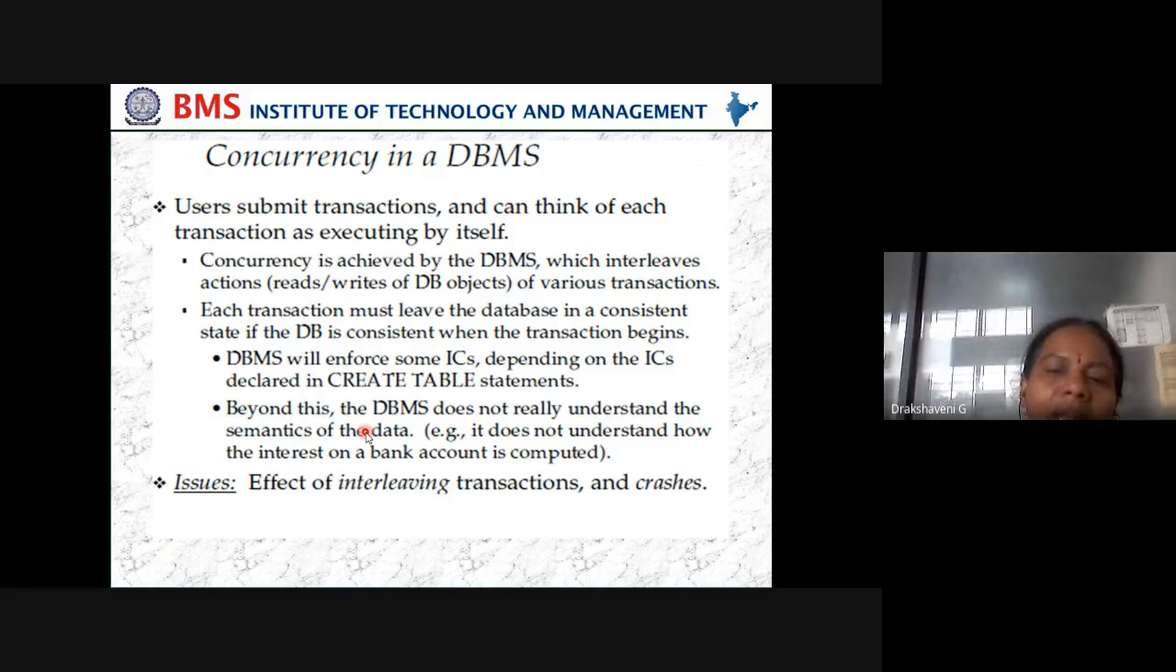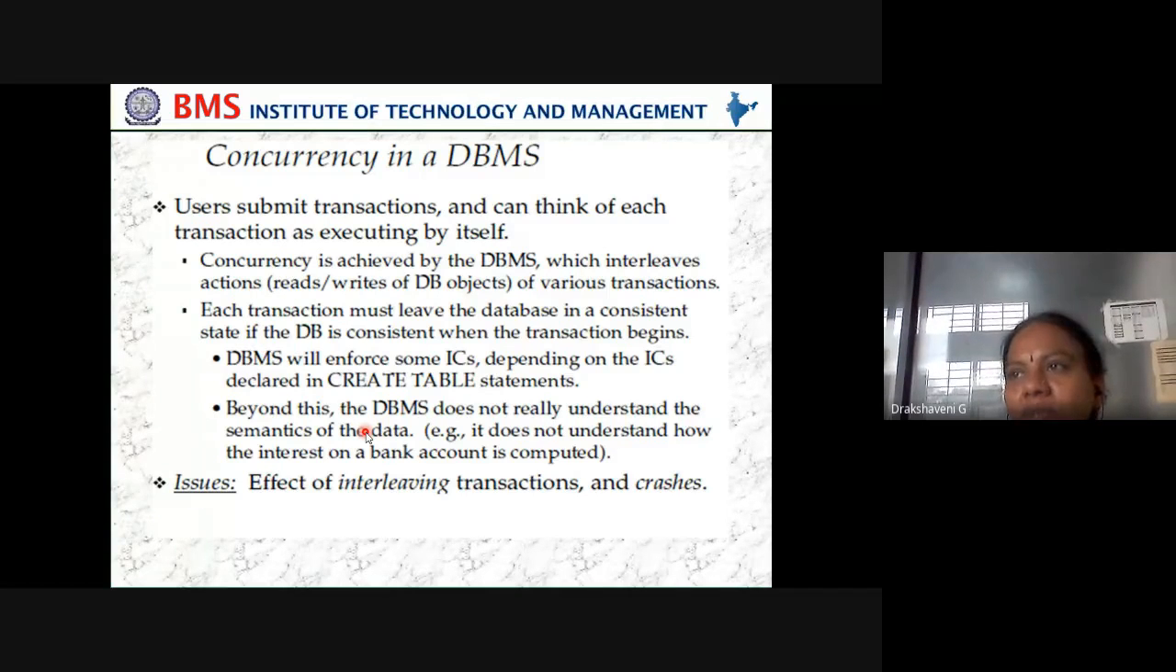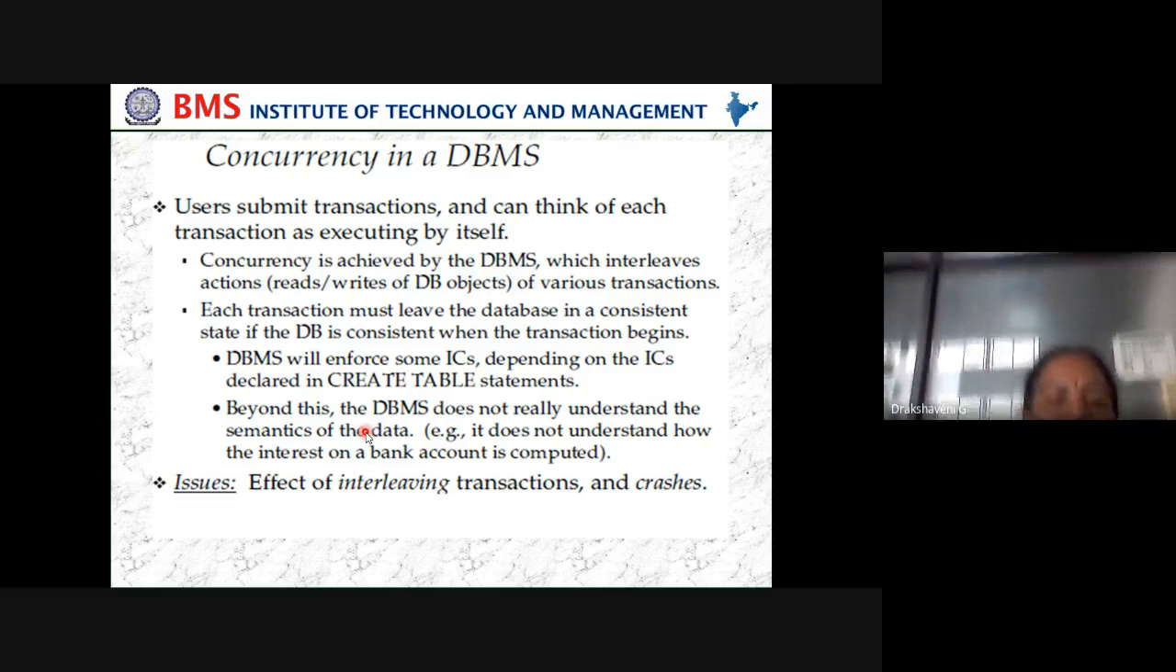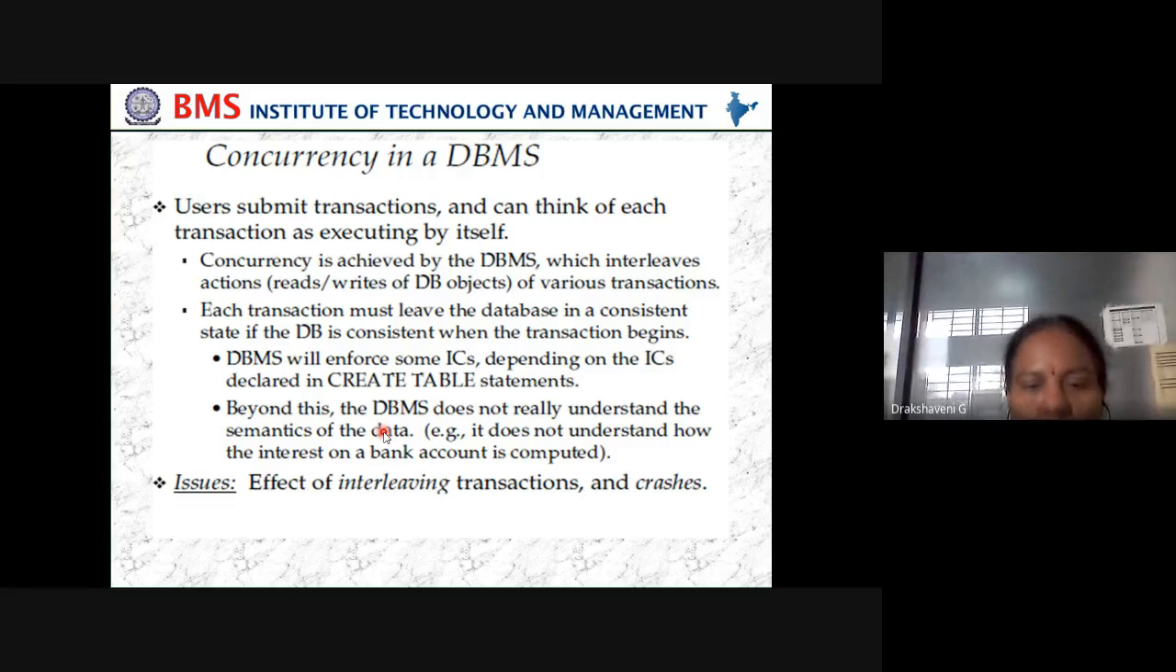Suppose the table you have entered has first your USN, next your name, and next your semester marks. Let us assume that you have entered the first semester mark, second semester mark, third semester mark. But the database will not understand what all these are. It will only understand that those are numbers. So the semantics of the data will not be understood by the database, but humans have to know what it is. For example, it does not understand how the interest on a bank account is computed.